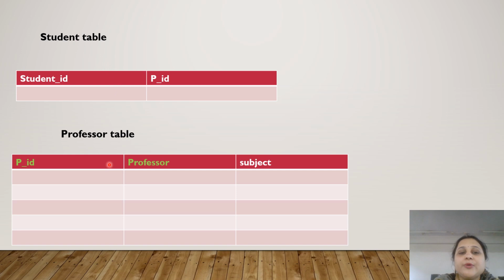Here again we are going to divide the original table into two. The college table that was appearing on the previous slide, I have divided into two, that is the student table and the professor table. The student table will contain only student ID and professor ID, means for this student ID 1, which professor is teaching, that ID will be provided here. And in the professor table there will be a professor ID, a professor name and the subject name, means which professor is teaching which subject. So this is how we have achieved the BCNF normal form.